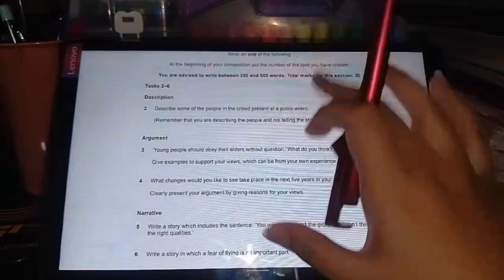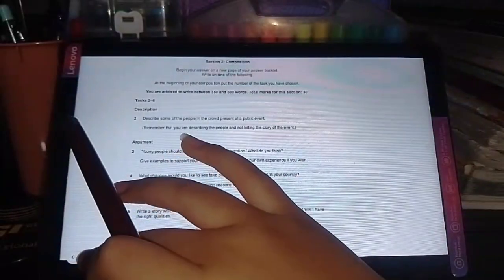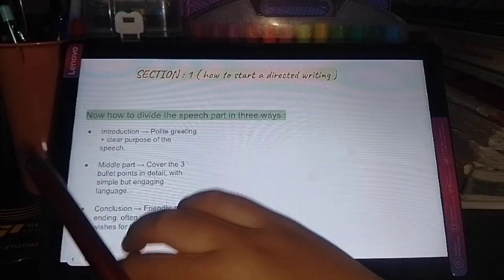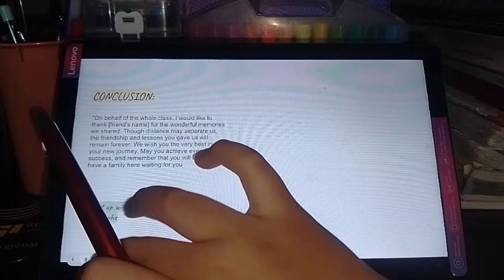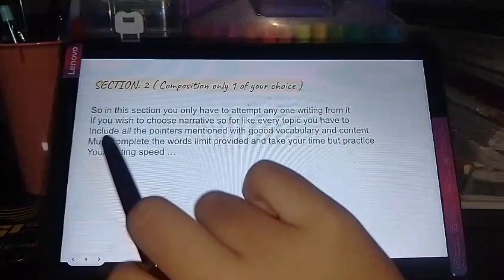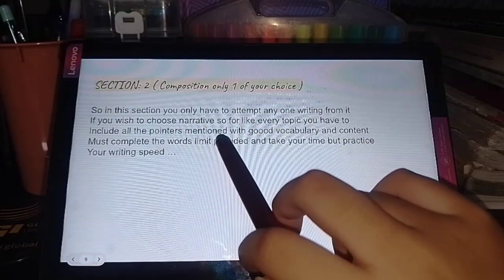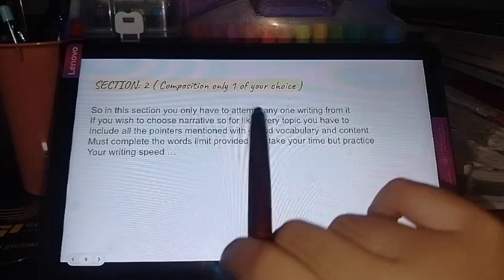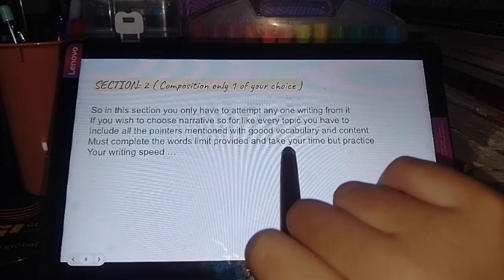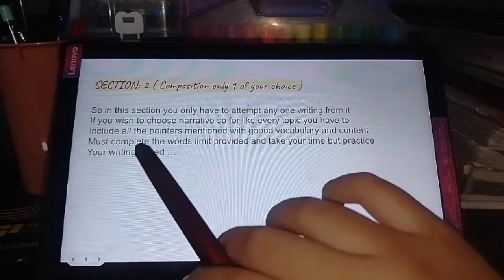So this is what session 2 is about, and you have to choose any one. In my next video I will be discussing the main points. Now we're going to move on to the next slide. Session 2, composition, only one of your choice. In this session you only have to attempt one writing. For every topic you have to include all the pointers mentioned, with good vocabulary and content, and you must complete the word limit provided. Take your time, but practice your writing speed.